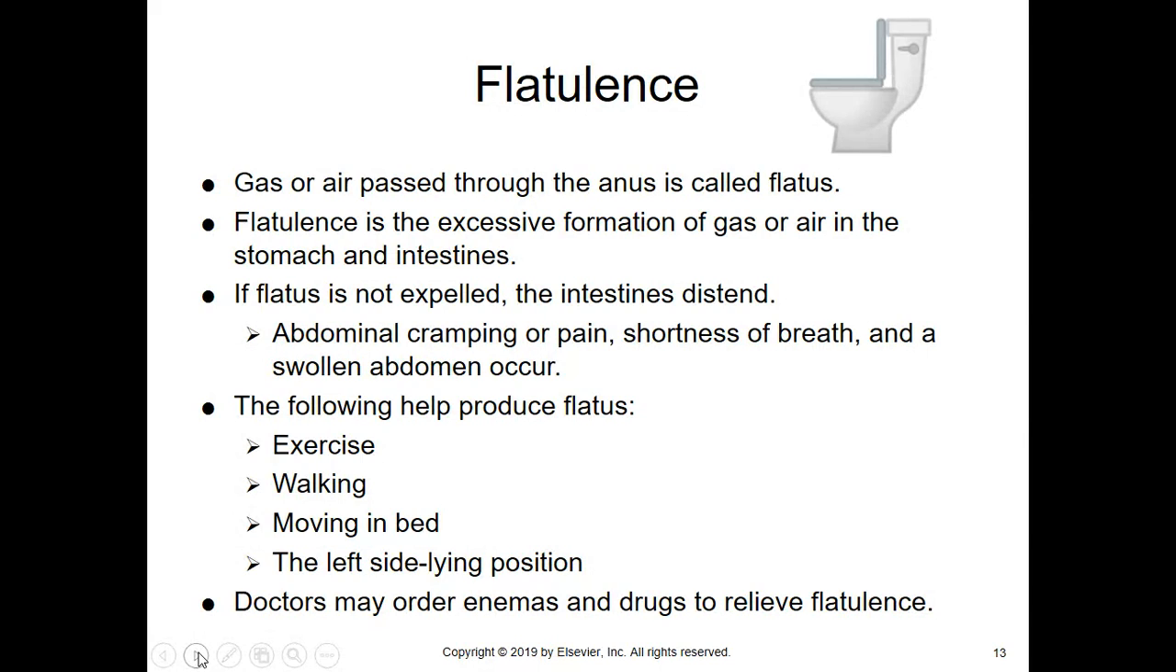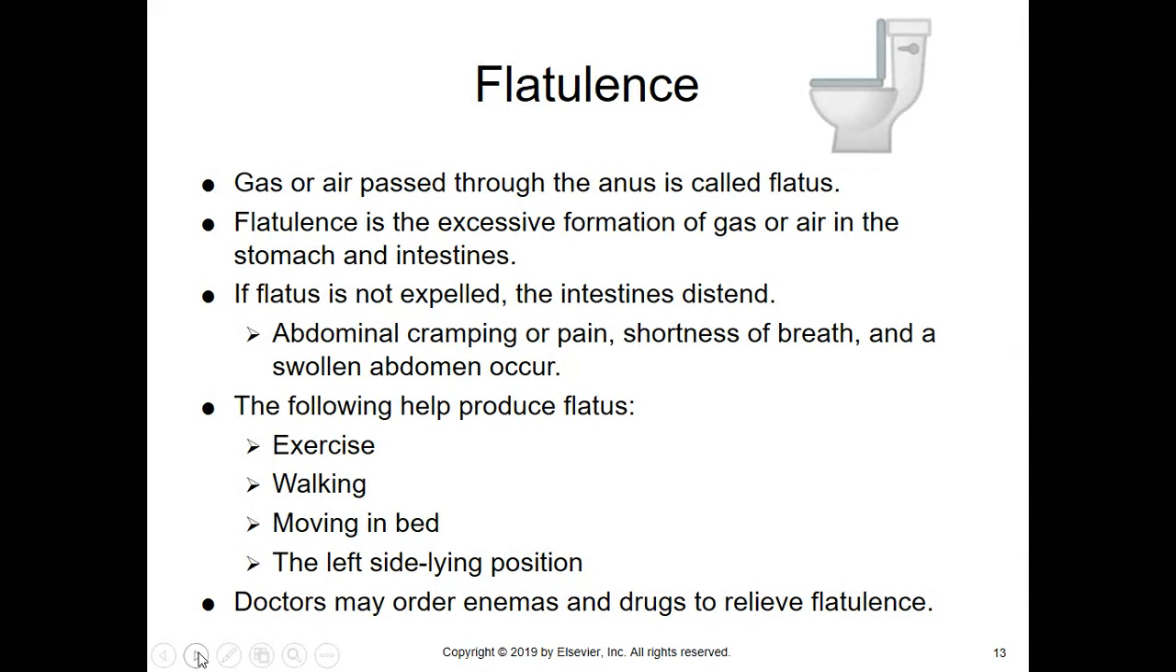Okay, so flatulence is the passing of the gas. It's also called flatus. So gas or air passes through the anus once we let it go. Okay, so once the person lets it ride or lets it go, it's no longer flatulence, it's flatus. So when it's inside us, it's flatulence. When they let it go, it's flatus.